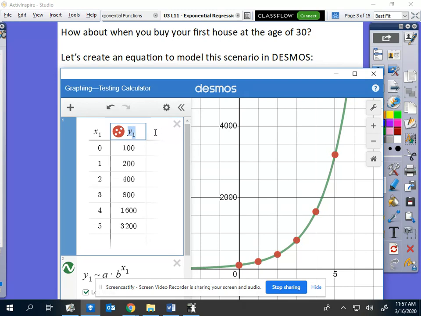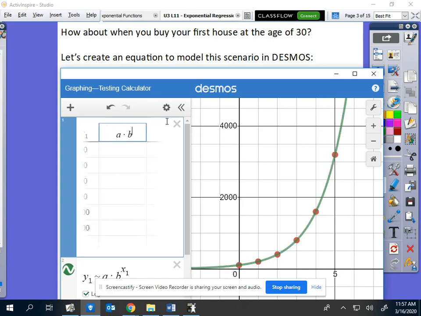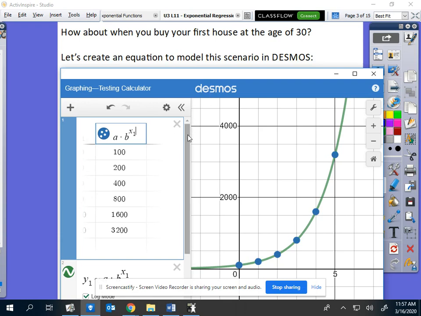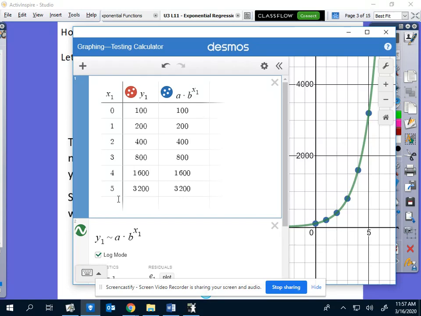So click inside the table here, and then type in not the y equals part, but just the a times b raised to the x1 component. Right now what you should see is that all those numbers are the same. The reason they're the same is that our actual numbers are a perfect exponential function, so we have perfect predictions.